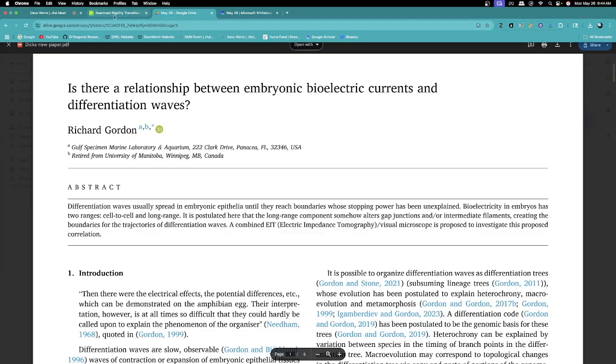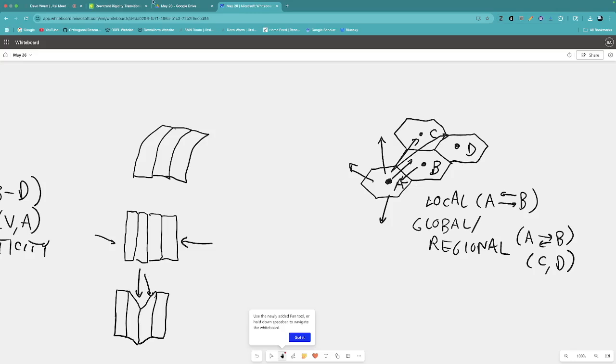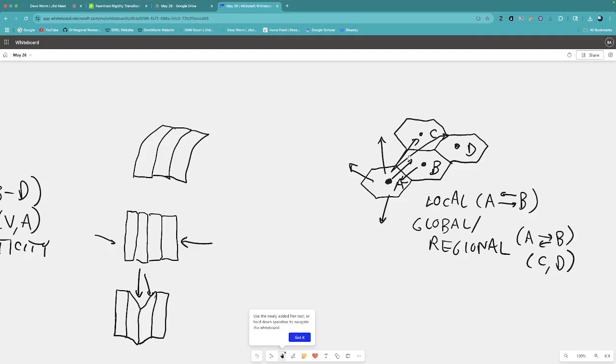Yeah. So there's this temporal aspect, there's a spatial aspect, and so what he's trying to do here is get a sense of how this problem can be solved, basically. So it is postulated here that the long-range component somehow alters gap junctions and intermediate filaments, creating the boundaries for the trajectory of differentiation. So in these cells we have gap junctions, we have intermediate filaments, which are all things at the boundary of two cells, where sometimes you could have things that are propagated from A to B to C to D, and through different means. So there are all sorts of ways in which these waves can be propagated.